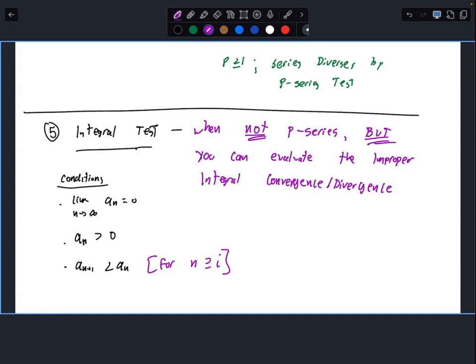And that's fine, because if you take something that converges and you add a constant, it converges. If you have something that diverges and you add a constant, then it diverges.